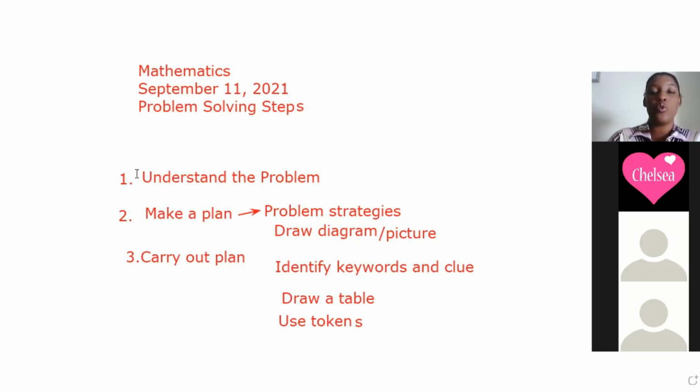Some students don't even take the first step into consideration, which is understanding the problem. Some students, once they see the problem, proceed to do the work and they get all confused and don't get the right answer. If you understand the problem first, then make a plan to solve the problem and carry out that plan, then ultimately you'll get the desired result that you want, which is answering correctly, all right?